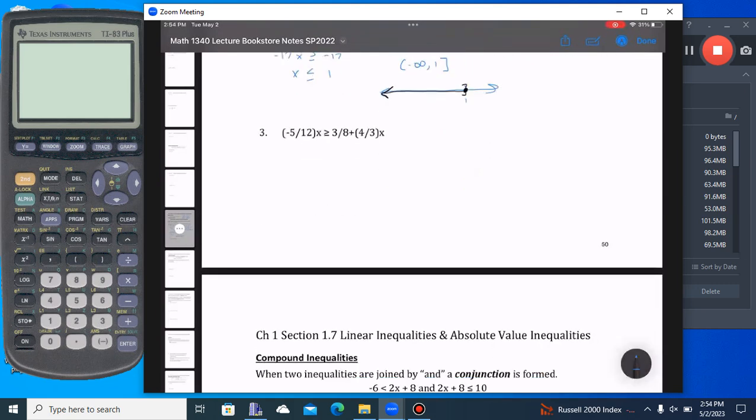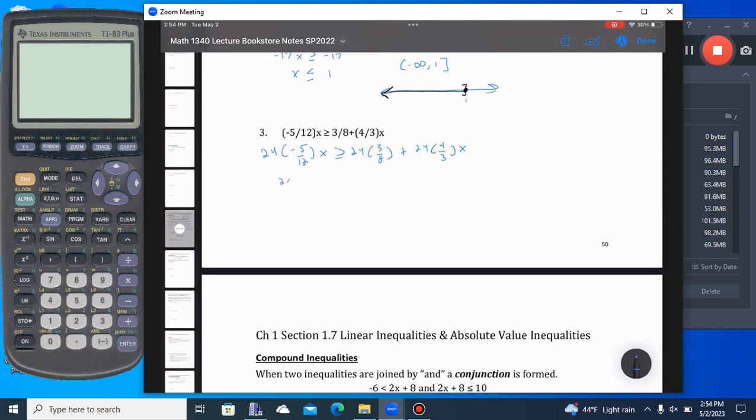Next one, negative 5 over 12x greater than or equal to 3 over 8 plus 4 over 3x. So the first thing we want to do is get rid of our denominators. So we want to multiply by something that can divide all three. And the best thing to do is multiply by 24. 24 times negative 5 over 12x greater than or equal to 24 times 3/8, plus 24 times 4/3 x. And so that 24 is going to divide with all those denominators.